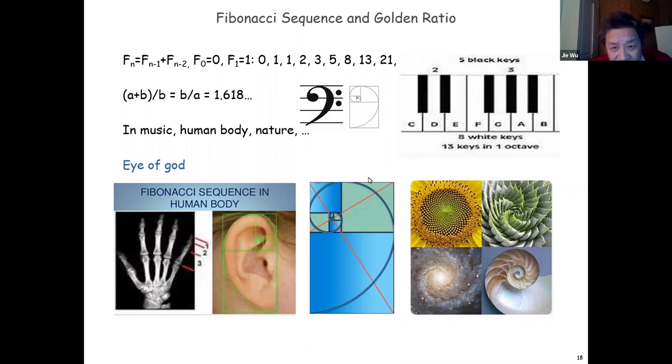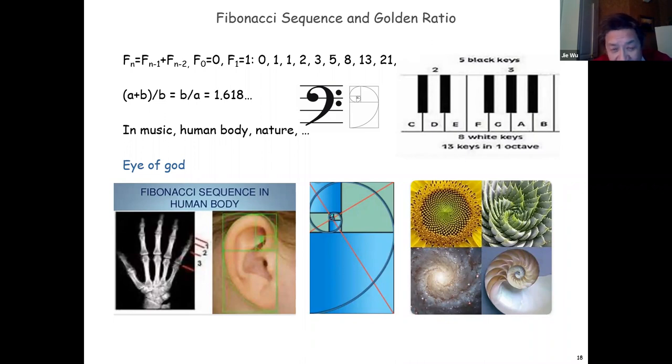And inside this, you repeat the same process. You can cut another square, then in this corner, you draw another quarter of a circle to get another curve. Then you repeat the same process, and you can see that you end up with a very nice spiral. In nature, this shell is actually this shape. And the more interesting thing, this spiral goes into the center, and this center is called the eye of God.